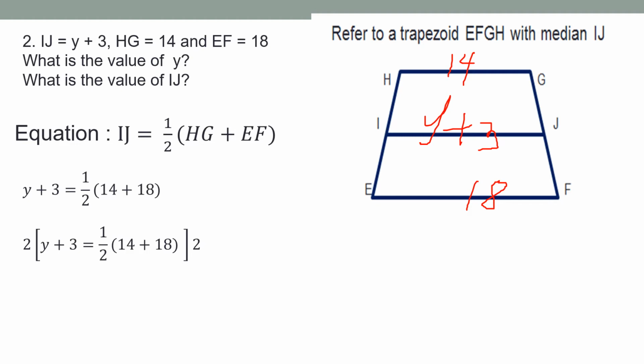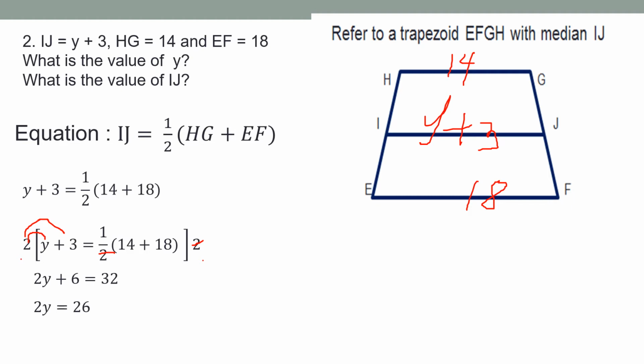Multiply both sides of equation by 2 to eliminate the denominator of 1 half, which is 2. So this will become 2y plus 6. So na distributive property to 2y. 2 times y is 2y. 2 times 3, 6. So become 2y plus 6. And then 14 plus 18 equals 32. So 2y plus 6 equals 32.